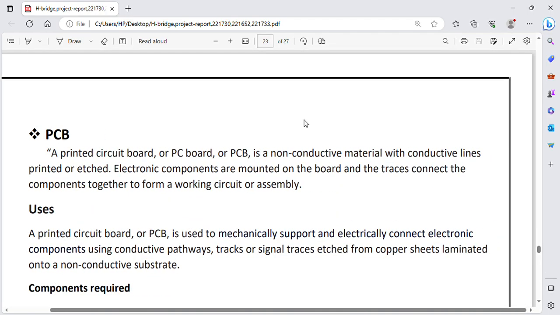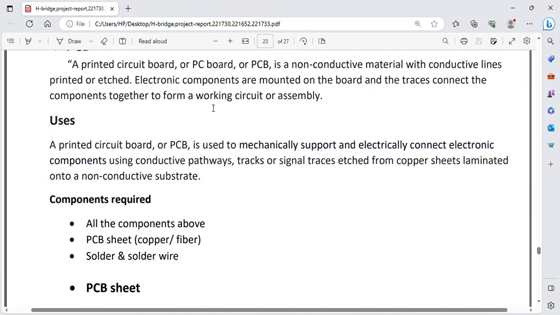PCB. A PCB is a printed circuit board. It is a board which is made of non-conductive material, and conductive lines are printed or etched on it.